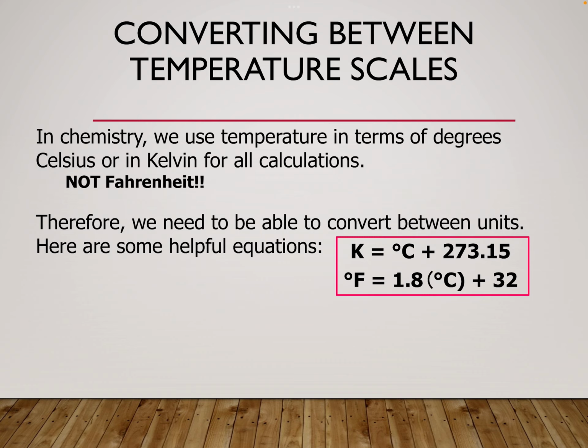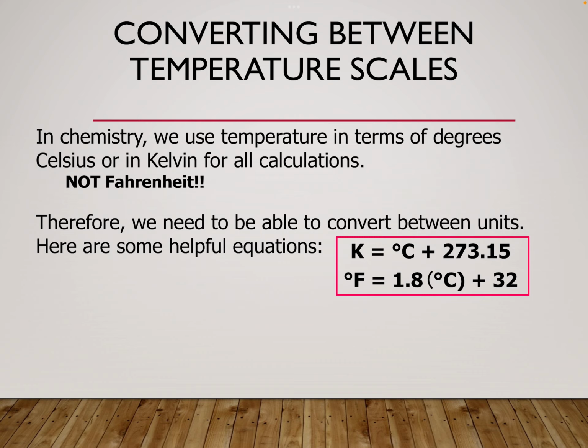temperature will be negative, or it will be lower than your temperature in Celsius. So just keep an eye on that. If you ever get a negative Kelvin, you'll know you've done something terribly wrong. And then for Fahrenheit, Fahrenheit equals 1.8 times degrees Celsius plus 32. That is how we convert between Celsius and Fahrenheit.